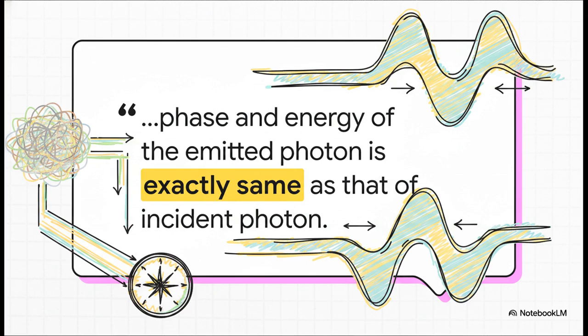This perfectly coordinated chain reaction creates an enhanced beam of completely synchronized light. We've essentially taken our noisy, disorganized crowd and turned them into a perfectly rehearsed choir, all singing the exact same note at the exact same volume, right in the exact same direction.